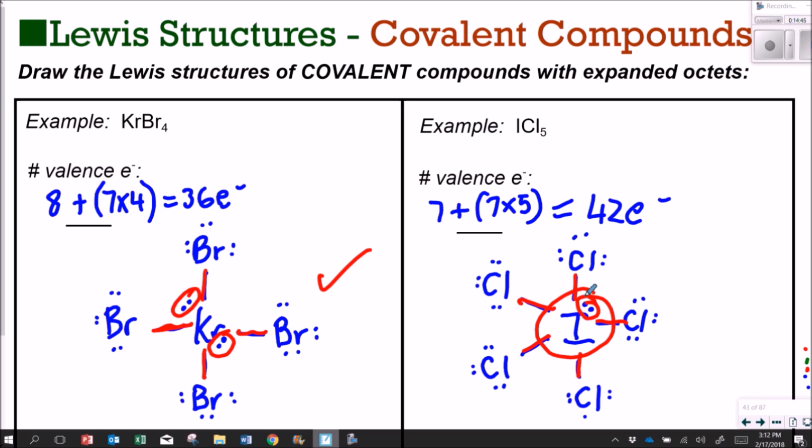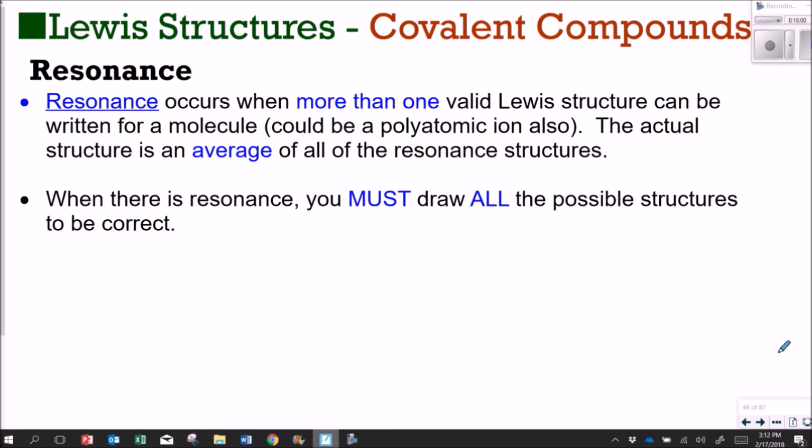It has 5 bonded pairs and 1 lone pair of electrons. Let's talk about resonance. Resonance occurs when more than one valid Lewis structure can be written for a molecule. It could also be for a polyatomic ion. The actual structure is an average of all the resonance structures. So when there is resonance, you must draw all the possible structures to be correct.